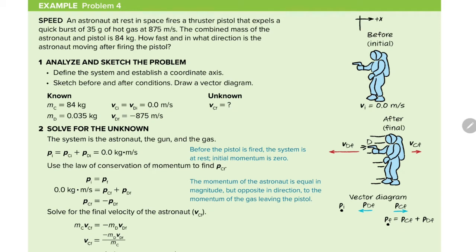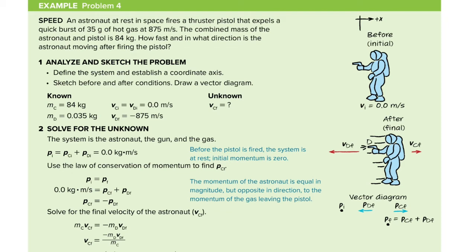Also we have here the astronaut fires a thruster pistol that expels a quick burst of 35 gram. So here we have the other mass, which is equal to 35 gram. So mD equal to 0.035 kilogram. We wrote this number like this because we converted the 35 gram to kilogram. When you convert the unit gram to kilogram, you should divide it by 1000.